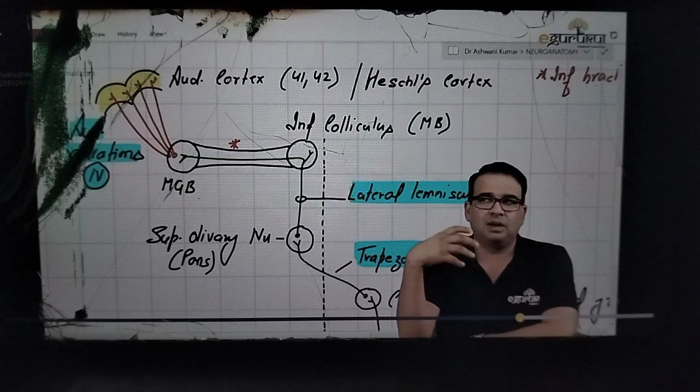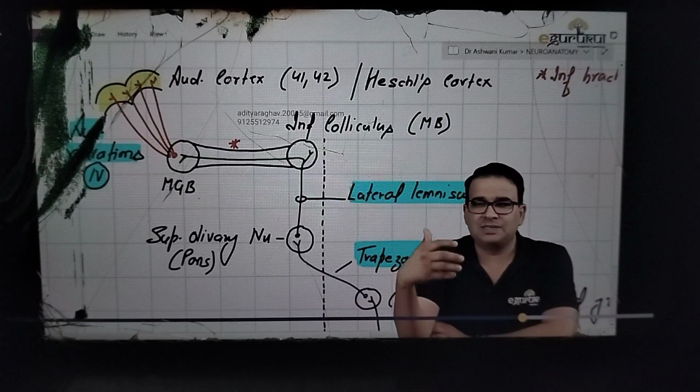Medial and lateral geniculate body, developmentally, or from the evolutionary history point of view, are considered as detached parts of thalamus only.